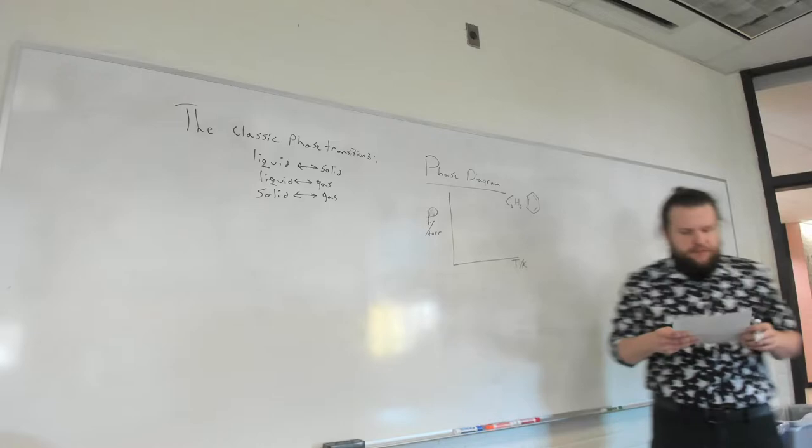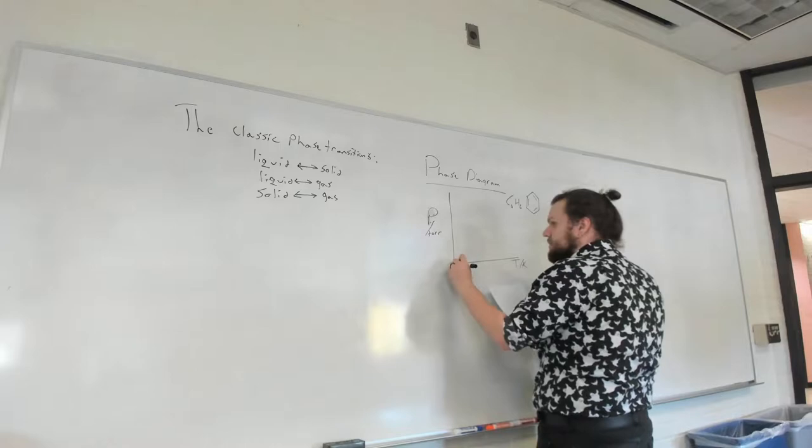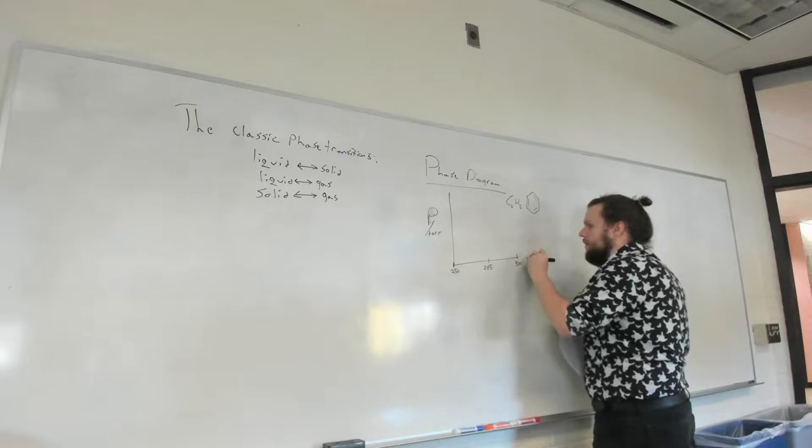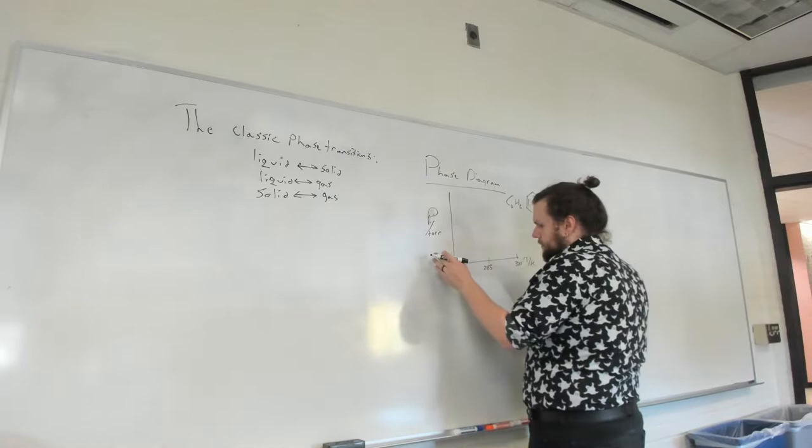So let me define some points. This phase diagram will start at 250 Kelvin, middle point will be 285, and we'll move it up to 320 here. And then we'll look at pressure kind of on the order. I don't really have a lot of pressures here, but we'll just do about 50 here in the middle.